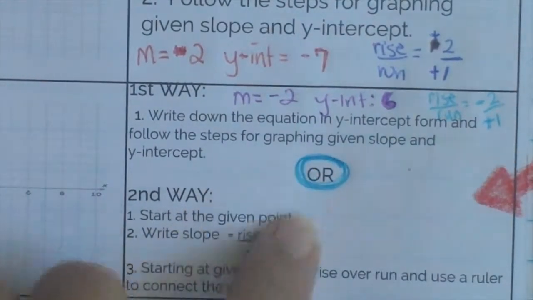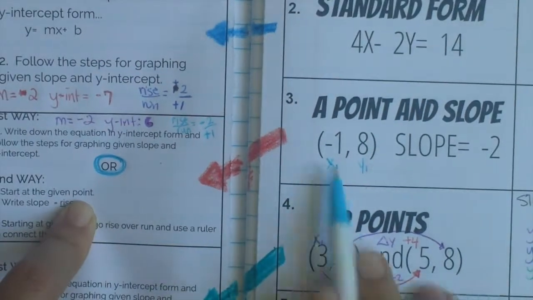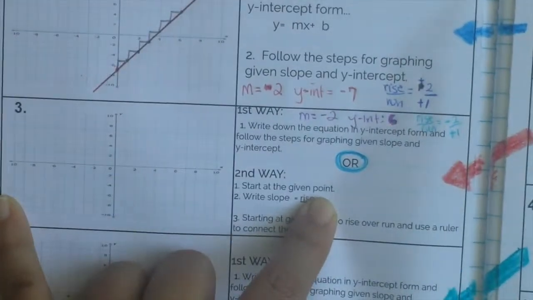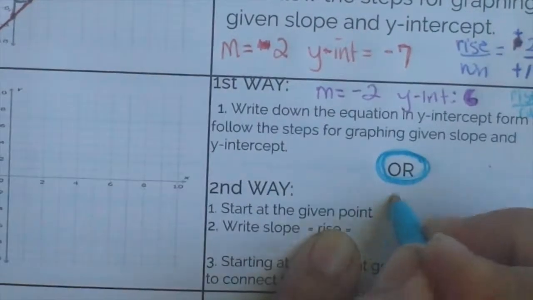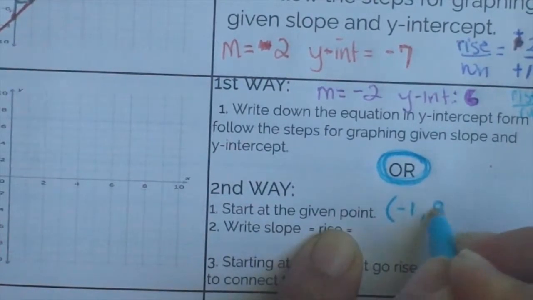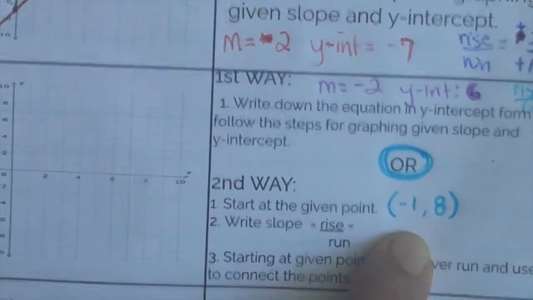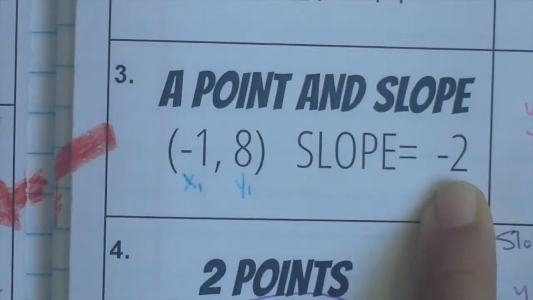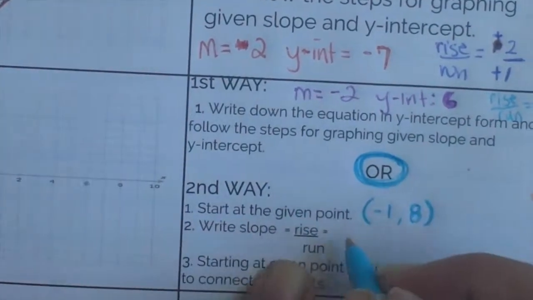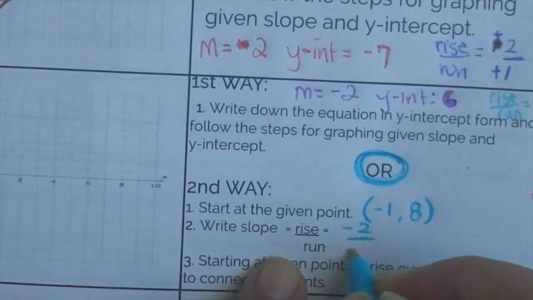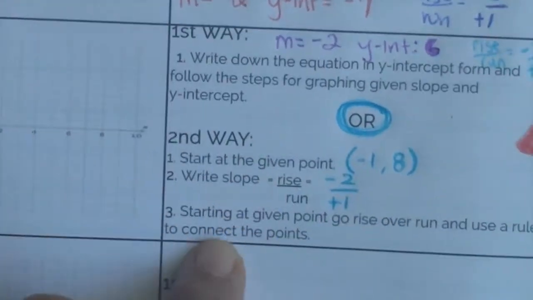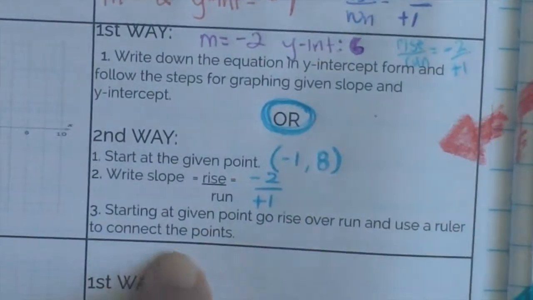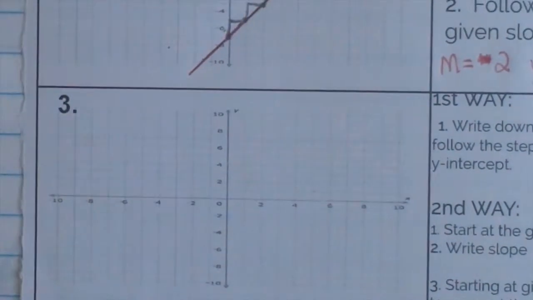Let me show you the second way, because we've done 2 examples of the first way. Start at the given point, -1, 8. Instead of finding the y-intercept, just start at the point they give you. Write down the slope, which is rise over run, because they give you the slope, -2. So rise over run is -2 over an invisible +1. Then plot the point -1, 8.